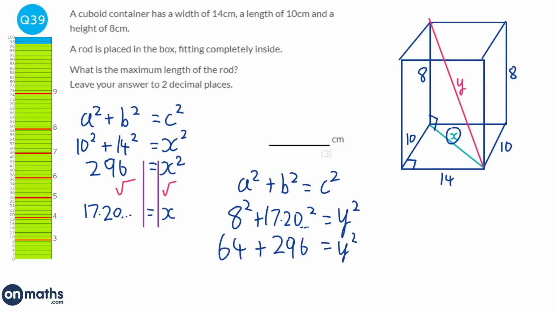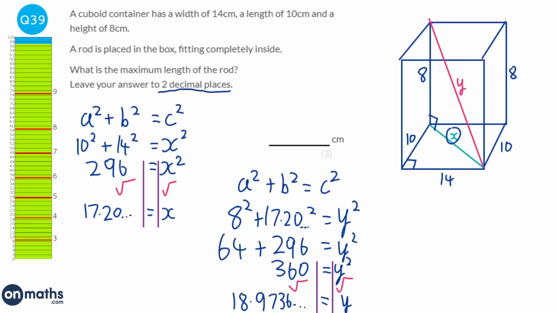So I'm just going to add them together, which will be 360. And again, I'm just going to put my solving lines in. Not too difficult to solve this. Make it a bit nicer, because I'm just going to square root both sides. So I'm going to square root this, and it gives me the answer of 18.9736 blah blah blah equals y. Now it says it wants the answer to 2 decimal places, so it would be 18.97 to 2 decimal places.